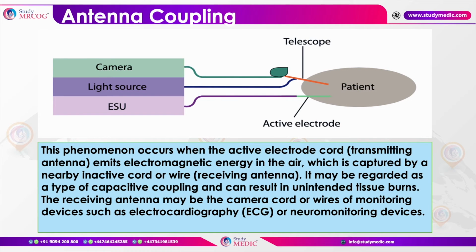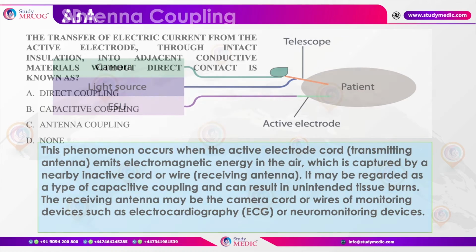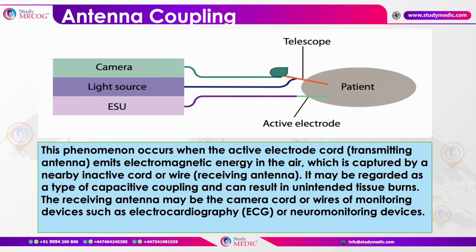This phenomenon occurs when the active electrode emits electromagnetic energy in the air, which is captured by a nearby inactive cord or wire, which is the receiving antenna. It may be regarded as a type of capacitative coupling and can result in unintended tissue burns. The receiving antenna may be the camera cord or the wires of monitoring devices such as electrocardiography or neuromonitoring devices. So for antenna coupling, what is most important is this parallel arrangement.